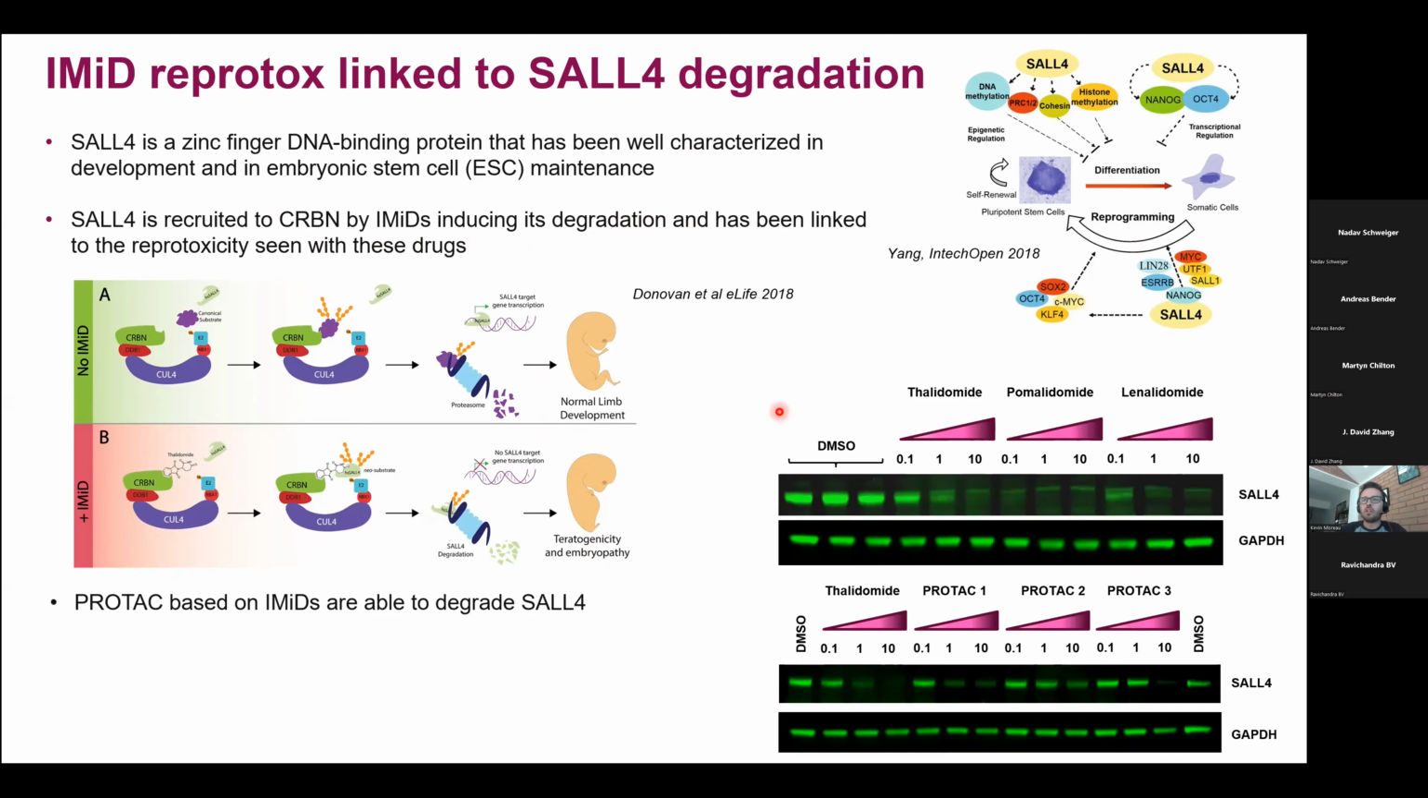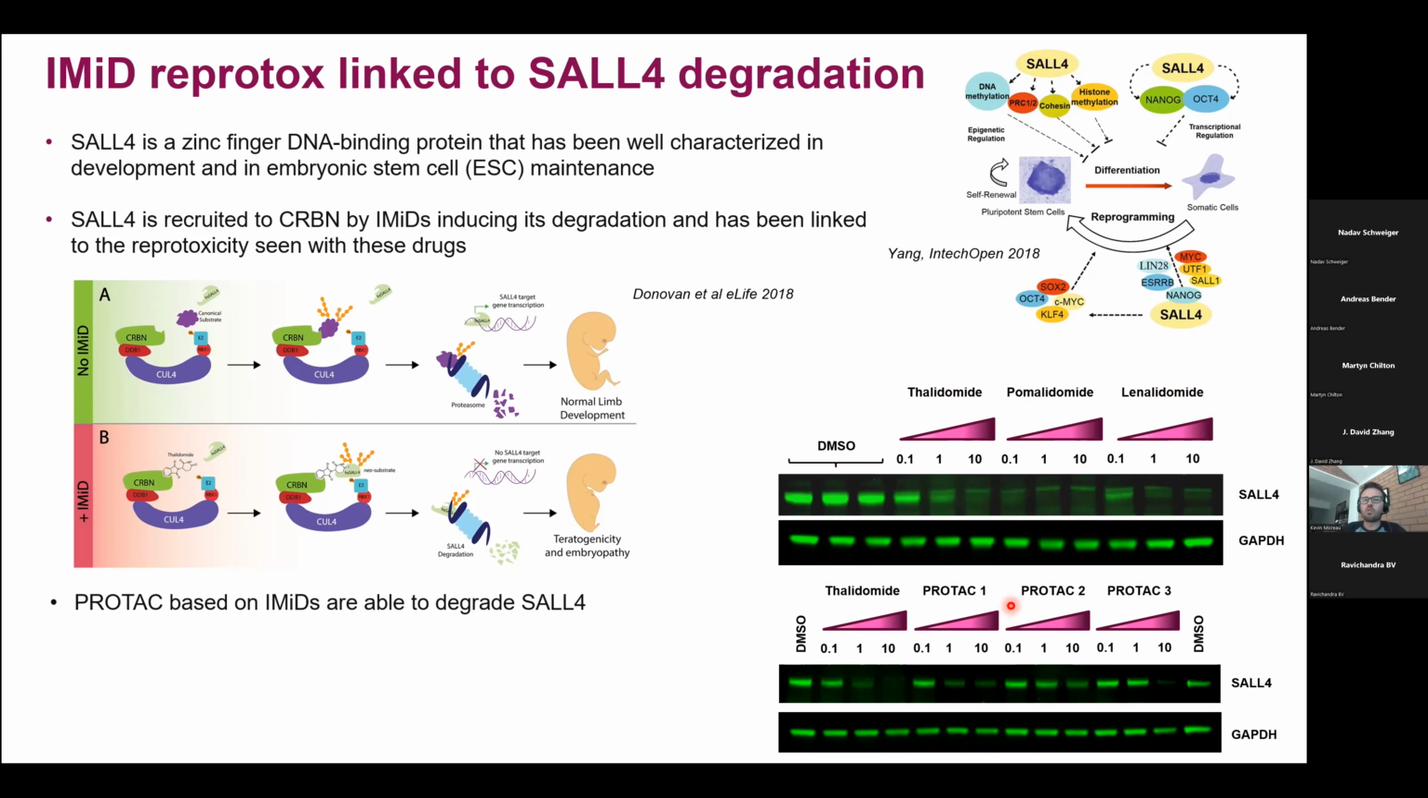So we are monitoring the SALL4 degradation by Western blot in this case, and we were able to confirm the SALL4 degradation potency with the IMiD drugs here. Thalidomide is the least potent of all, and pomalidomide is the most potent SALL4 degrader.